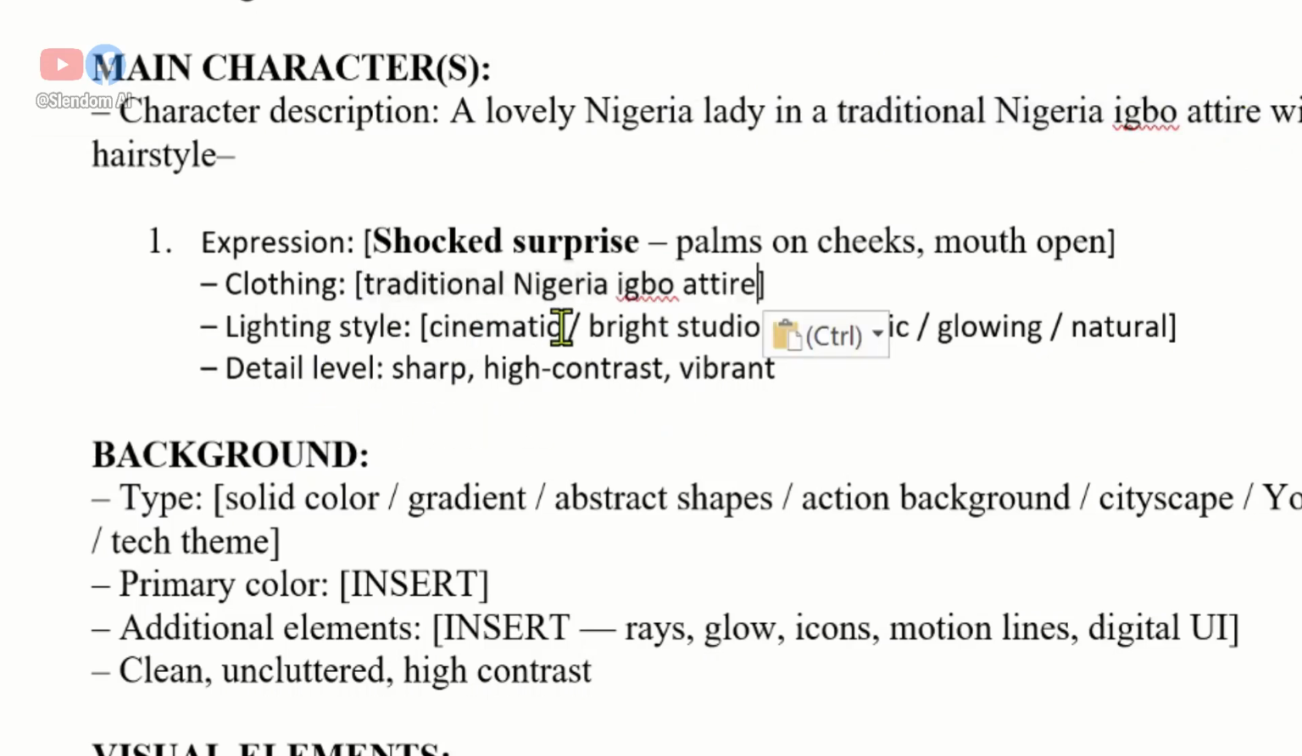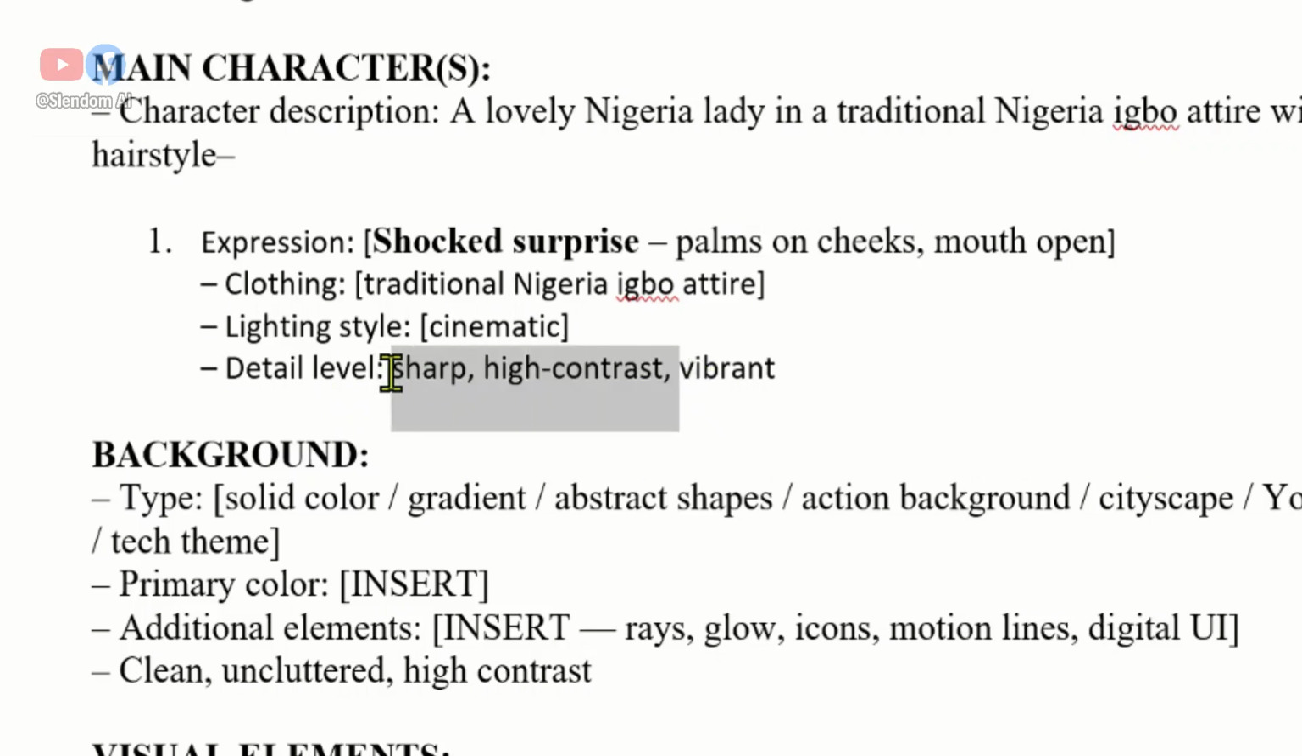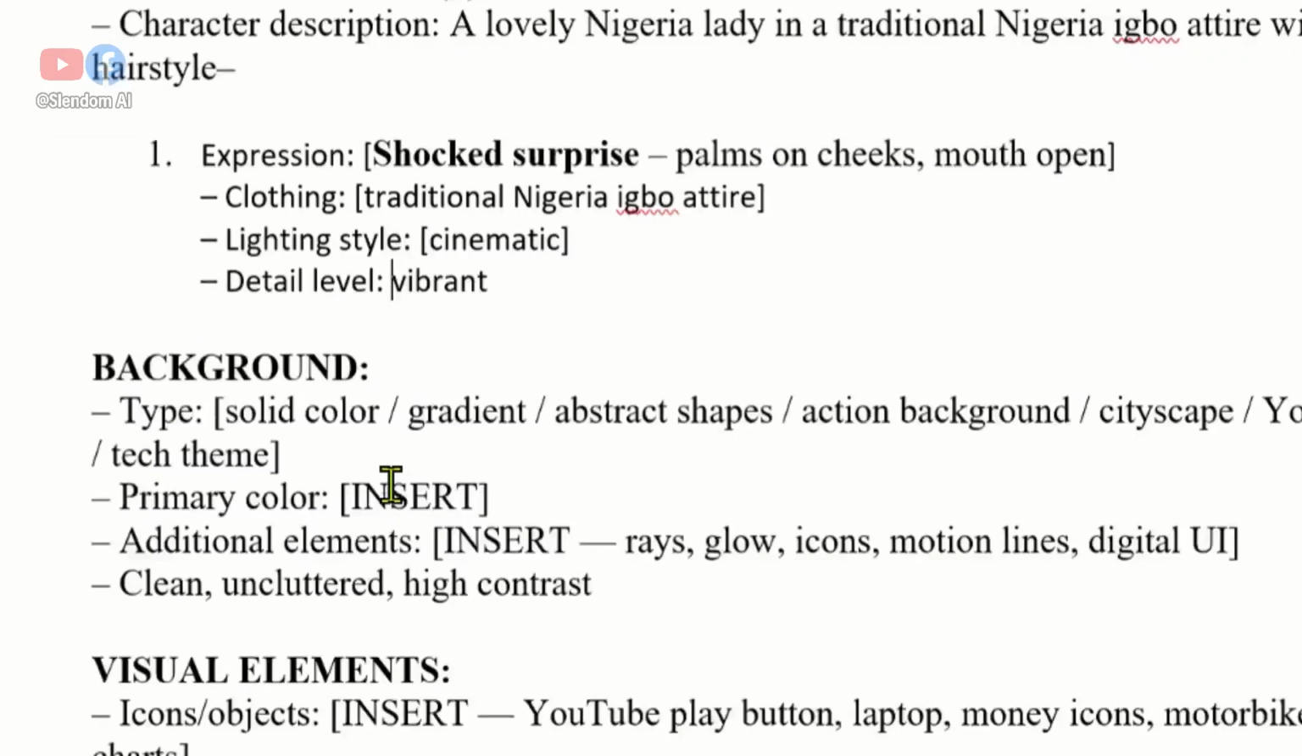Okay, lighting style, do I want it to be cinematic, bright studio, glowing, natural? Let me leave it as cinematic. Detail, sharp, high contrast. Let me leave it at vibrant. I want it to be vibrant.